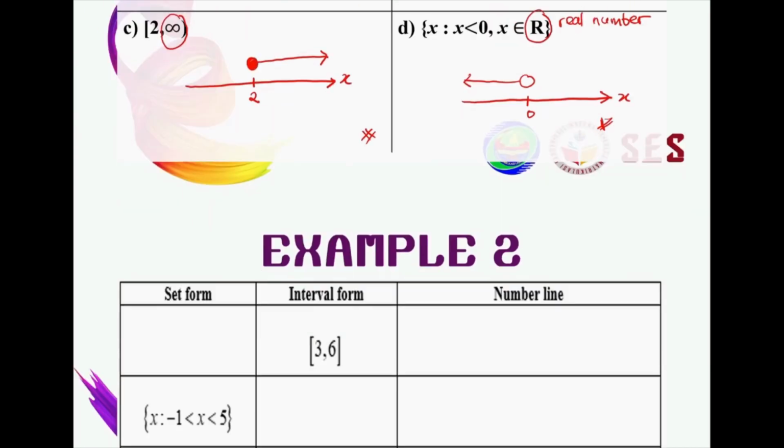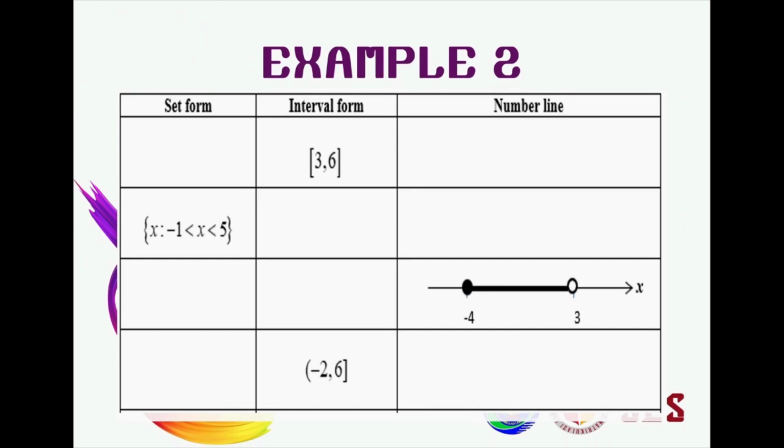Alright, so we move to example 2. Example 2 asks us to fill in the blank, either in set form or interval form or the number line. As I gave you advice before, and if you forget, this is my advice to you: it should be no problem if you know how to draw the number line first. Look at the first question. The number line is from 3 until 6. So we draw the number line. We have number 3 and number 6. Closed bracket for number 3 means black circle. Closed bracket for number 6 means black circle. Connect the dots.